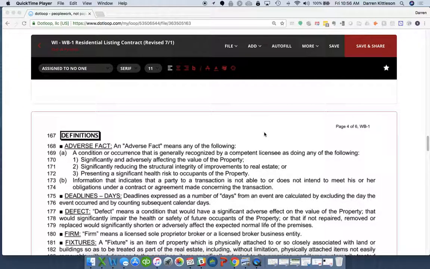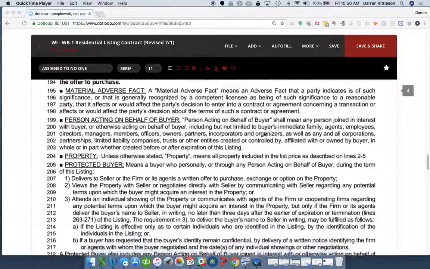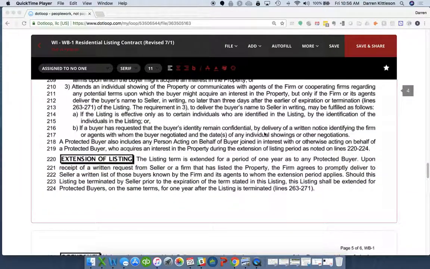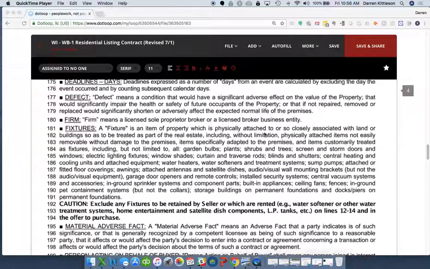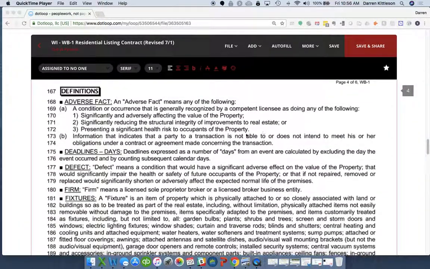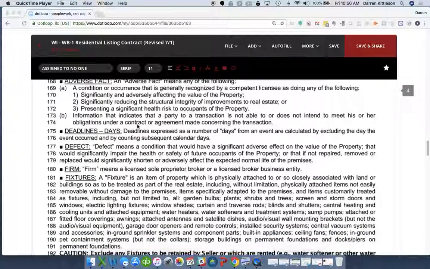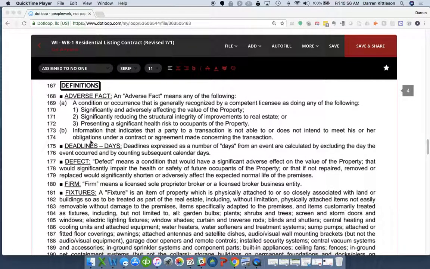We're on page 4. So, page 4 is really boilerplate. There are some really powerful pieces of this that you're going to want to become very familiar with. I'm not going to read it line by line. It does give us the definition of adverse fact. And then it talks about material adverse facts too, which we touched on briefly. It talks about deadlines and days.